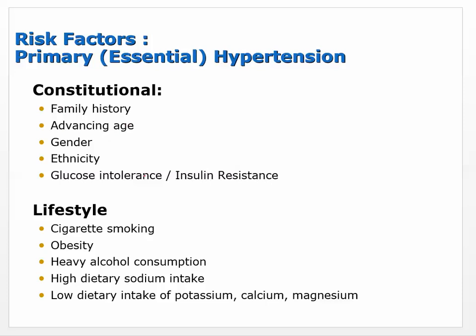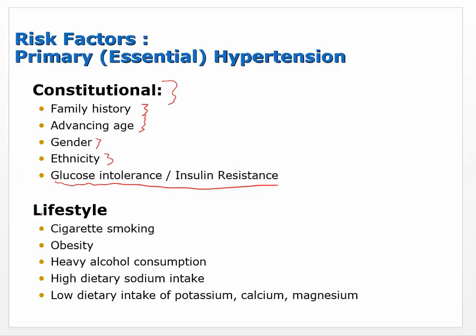Okay, so risk factors, primary hypertension. Constitutional. So when we use the word constitutional, we're really talking about something that is of you or what makes you you. So your family history, your age, so there's not much you can do about that, your gender, your ethnicity, glucose intolerance or insulin resistance, that's considered here too, because that's usually something that's just not really under your control once it takes place.